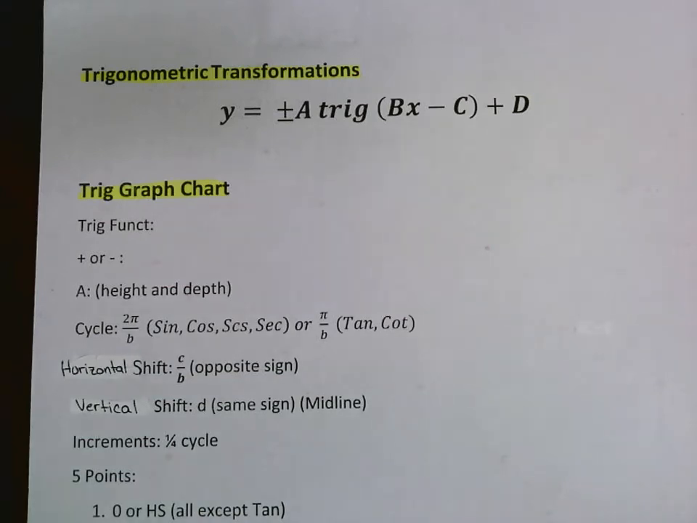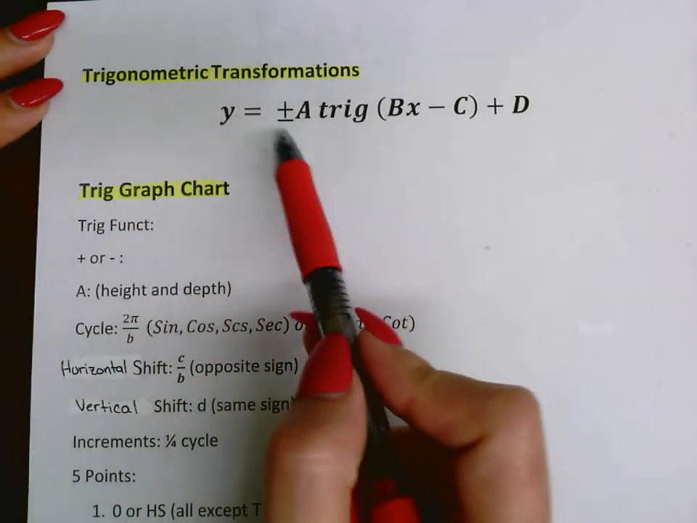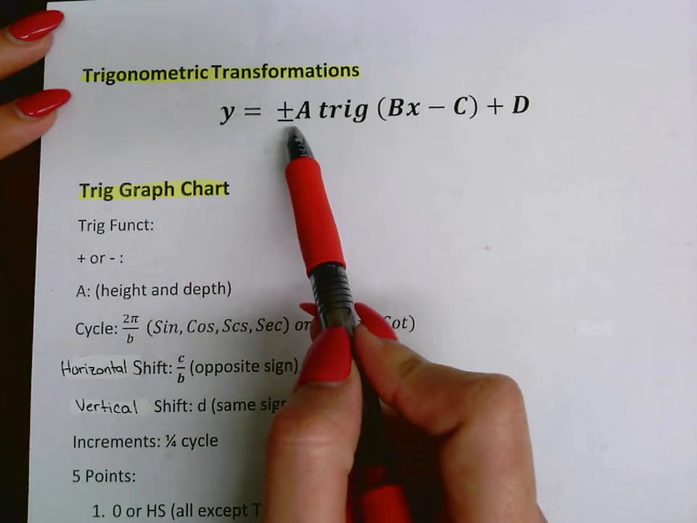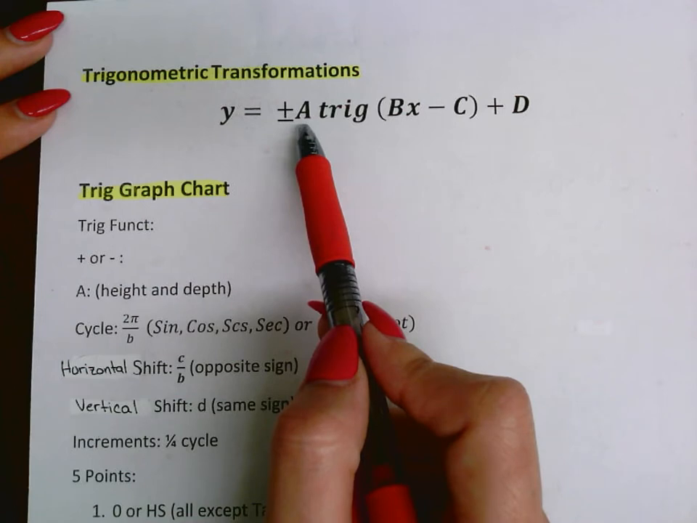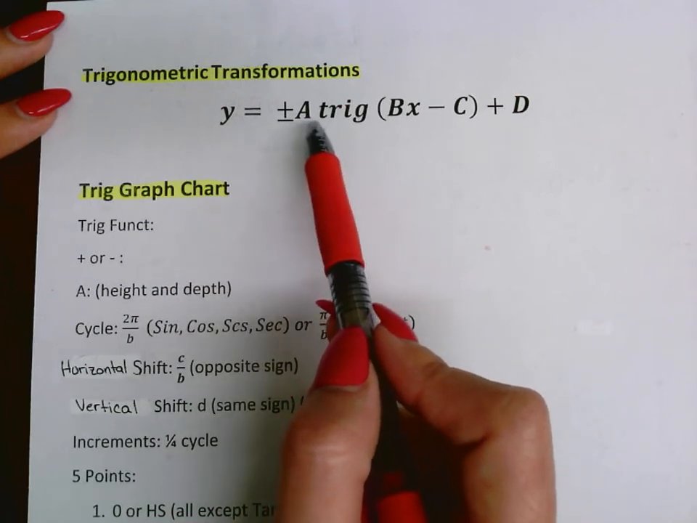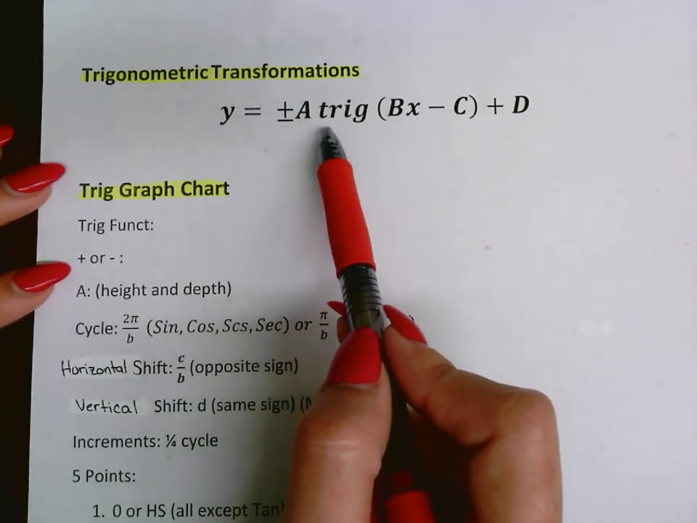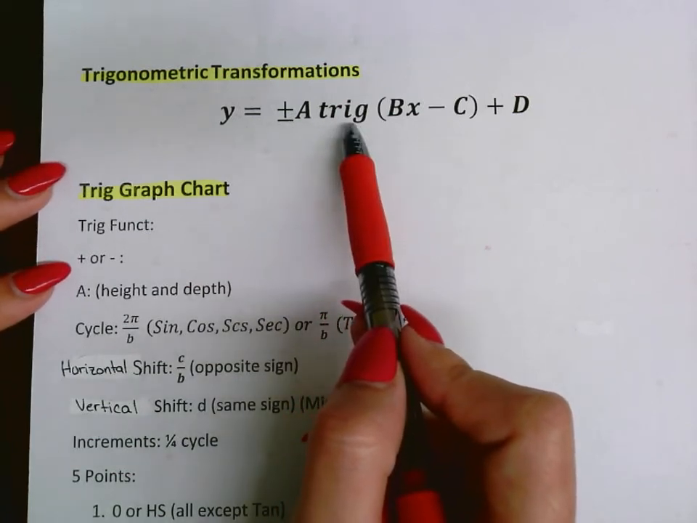All right, for the last part of this video, it's how we start moving these graphs, okay? So the equation will be given to you in this format, okay? The plus or minus will determine whether you flip it or not, okay? The A, like on the sine graph I showed you, is the amplitude. So if it says 5 times sine, then you just go up to positive 5 and down to negative 5. Where the word trig is, it will be replaced with one of the 6 words: sine, cosine, tangent, and so on.